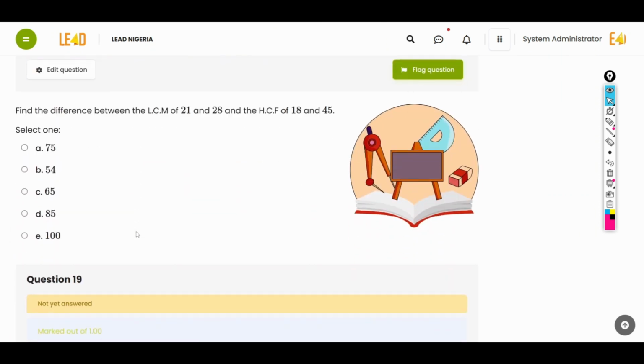Okay. This says find the difference between the LCM of 21 and 28, so we need to solve for that, and the HCF of 18 and 45, and we need to solve for that. Difference means we subtract. Okay, so let's do that. The first thing is let's find the LCM. The LCM of 21 and 28.